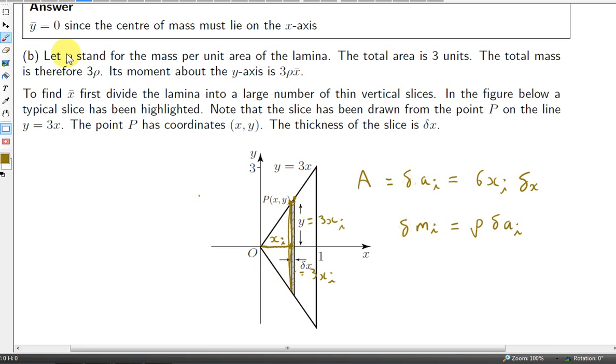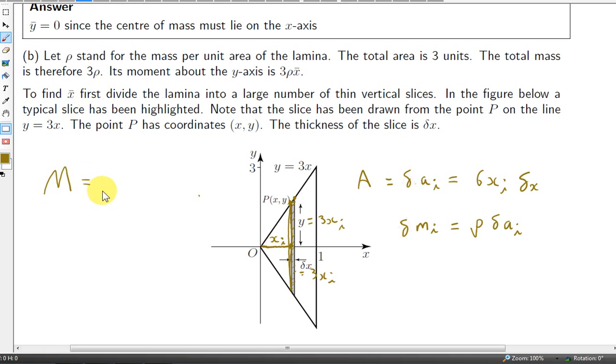Well, we're not given rho here. Actually, it doesn't matter what the mass per unit area is. The position of the center of mass doesn't depend on that, no matter how big or small rho is. What we want to do is get the total mass in terms of rho, because the total mass is going to come into this calculation. You know that we have to divide by the total mass when we're calculating x bar and y bar.